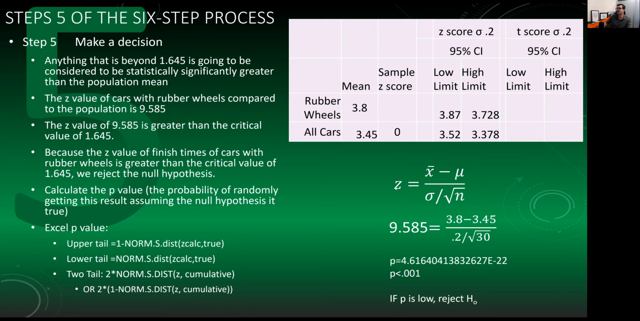And so we're going to calculate the z value just like we did in unit 3. We take the sampling error divided by the standard error, so 3.8 minus 3.45. That's the sampling error, so that's going to be 0.35 divided by 0.2 divided by the square root of 30. And when you put it into Excel, it's going to give you something like 4.6 e to the negative 22. I'm going to show you what that means.